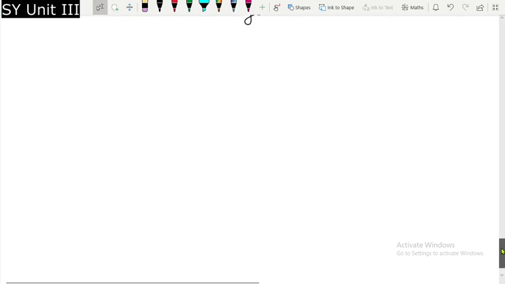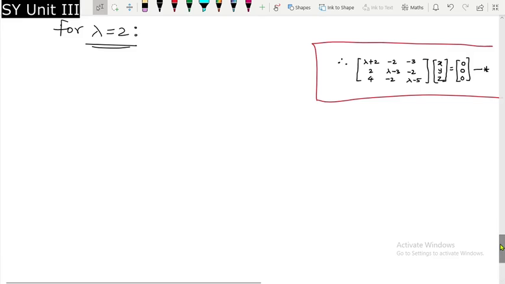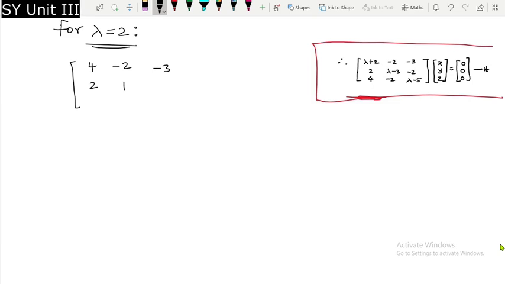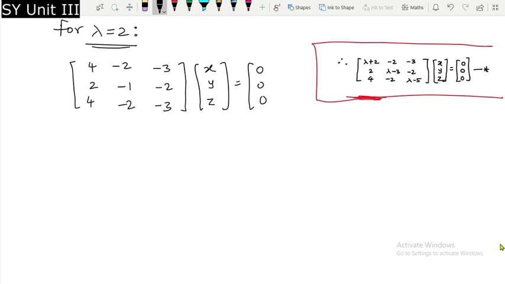Now we will go for lambda is equal to 2. Now I will put lambda is equal to 2 in star. Here I have written the star simply for simplicity. So what you are going to get, if you put lambda is equal to 2, I will get 4 minus 2 minus 3, 2. No, sorry, you are putting 2, right? So 2 minus 3 will be minus 1, minus 2, 4, minus 2, and 2 minus 5 is minus 3. And outside you will have x, y, z, which is equal to 0, 0, and 0.